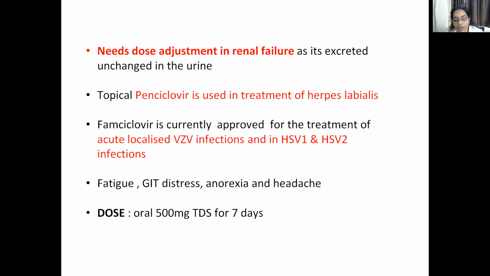Penciclovir and famciclovir, you can read these two drugs together because the mechanism of action is similar and famciclovir is a prodrug of penciclovir. Just remember where they are used. Penciclovir is used in the treatment of herpes labialis. Famciclovir is approved for the treatment of acute localized VZV infections and in HSV 1 and 2 infections. The point you need to remember is that famciclovir needs dose adjustment in renal failure.